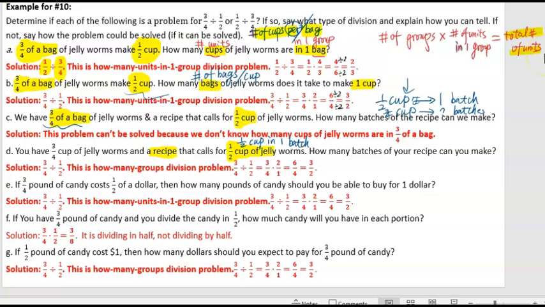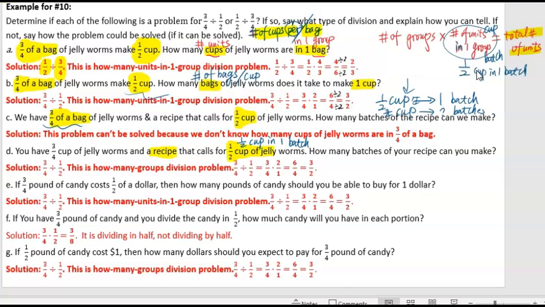So the 1/2 here, it says 1/2 cup in one batch, which means this number 1/2 has to be this number here, the number of units in one. That's 1/2 cup in one batch. And the other number given, again, the units is cup and the group is batch, because 1/2 cup in one batch tells me cup is the unit, batch is the group.